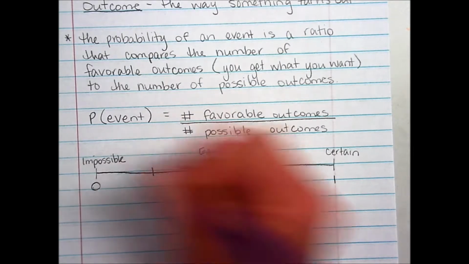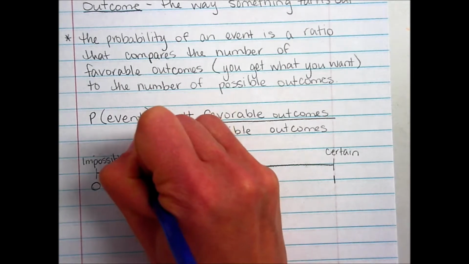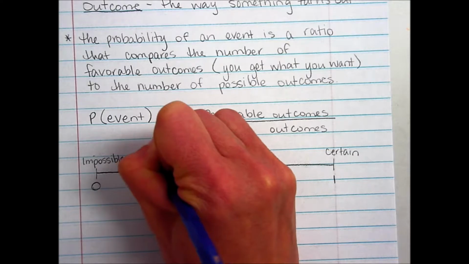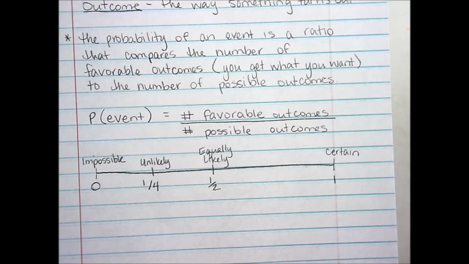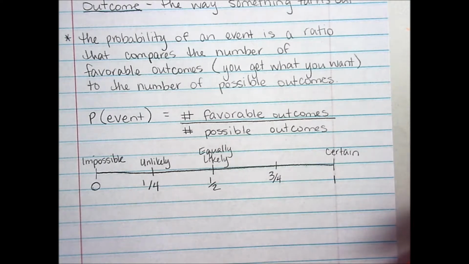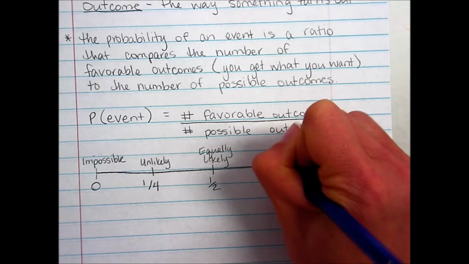Okay, you could also represent it here at a fourth and say that that event's unlikely to happen. It could happen, but it's unlikely to happen. Or you could also put it here at 3/4 and say this event is likely to happen.